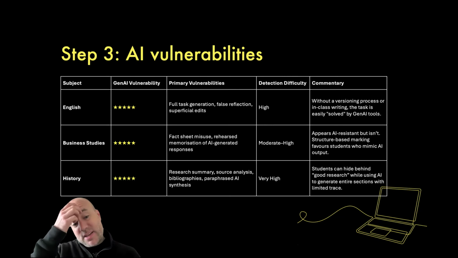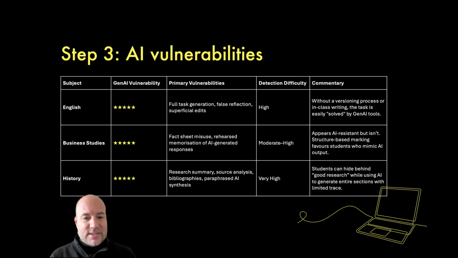And the history task. There's a lot of different parts of this task, and there was some specific inclusion of AI. If you remember, the students could use AI to generate a summary of the historical revolution that they're writing about. And then there's that arbitrary 5-mark question where they reflect on that. But students can hide behind the AI's research, using AI to generate entire sections, which they then memorize for later use, much like that business studies task.